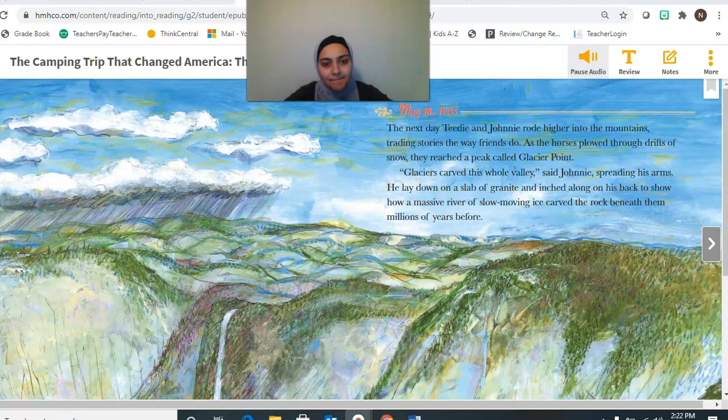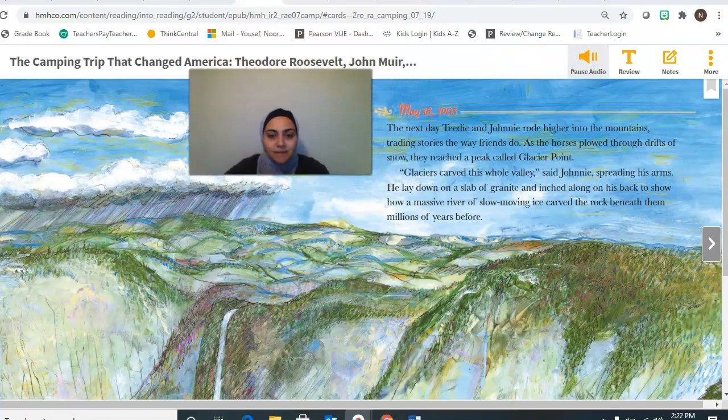May 16th, 1903. The next day, Teedy and Johnny rode higher into the mountains, trading stories the way friends do. As the horses plowed through drifts of snow, they reached a peak called Glacier Point. "Glaciers carved this whole valley," said Johnny, spreading his arms. He lay down on a slab of granite and inched along on his back to show how a massive river of slow-moving ice carved the rock beneath them millions of years before.